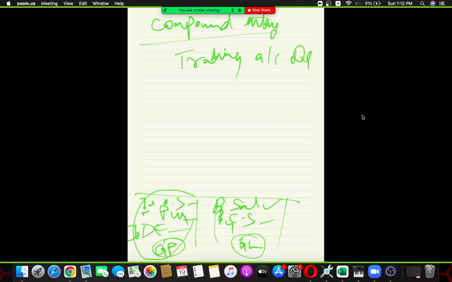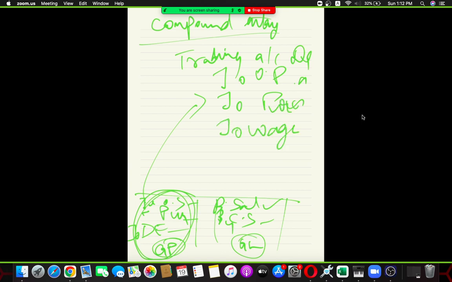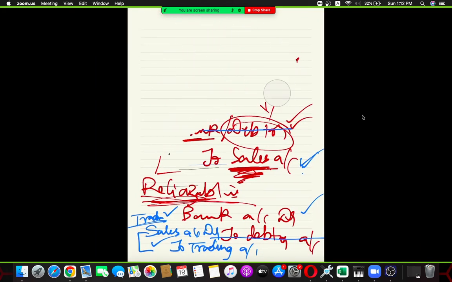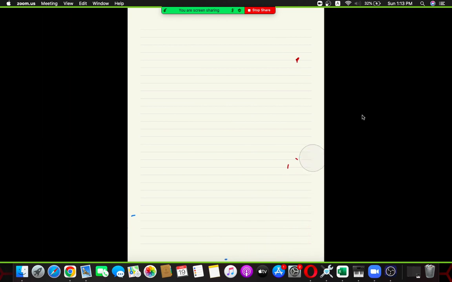So, all these entries which are reflecting, I will be writing here. Normally, trading account debit to opening inventory account, to purchase account, to wages account, to freight on purchase account. This is the compound entry which we will be passing. Now, let's move on to the next one.